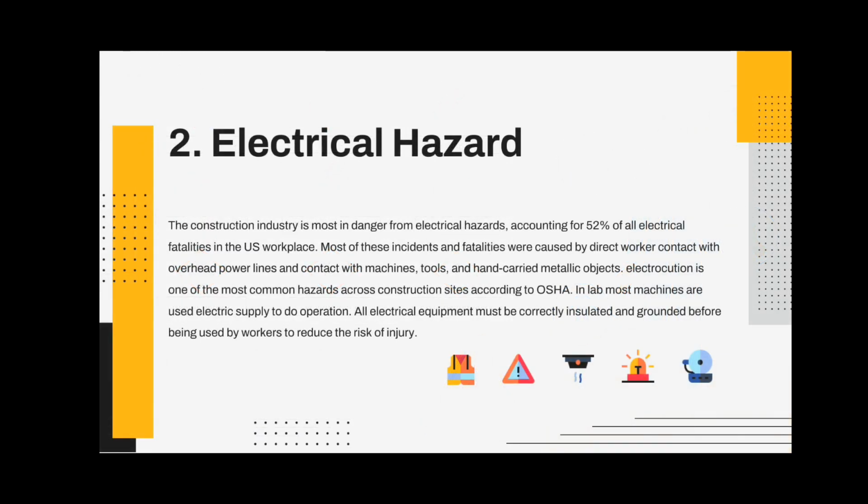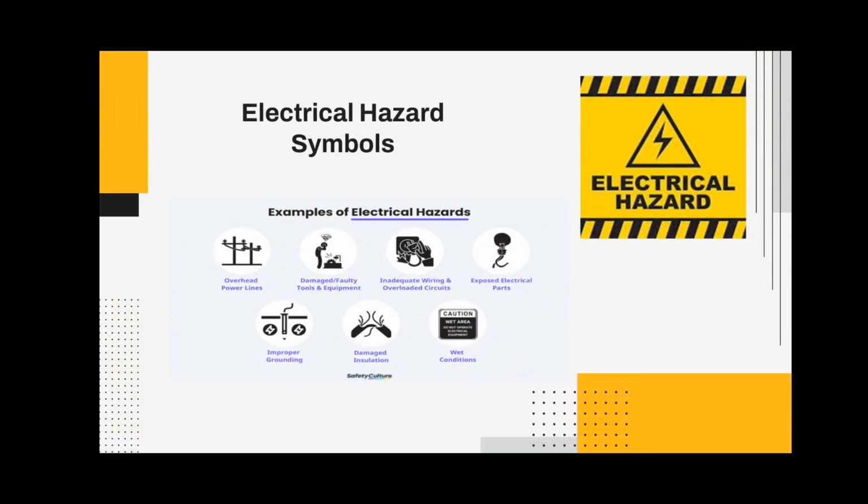The second one is electrical hazard. The construction industry is most in danger from electrical hazard, accounting for 52% of electrical fatality in the U.S. workplace. Most of these incidents and fatalities were caused by direct worker contact with overhead power lines and contact with machines, tools, and hand-carried metallic objects. As you can see, these are a few examples of electrical hazards.